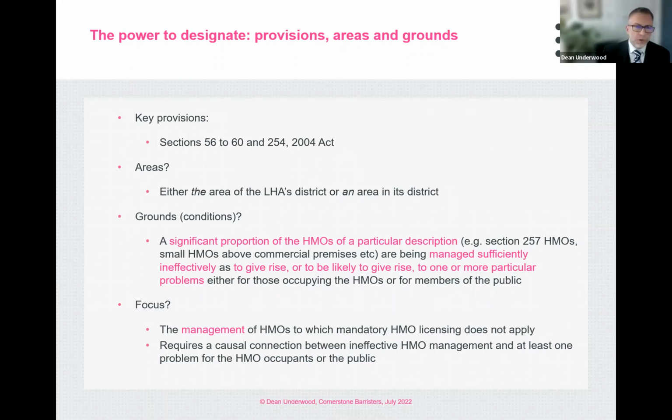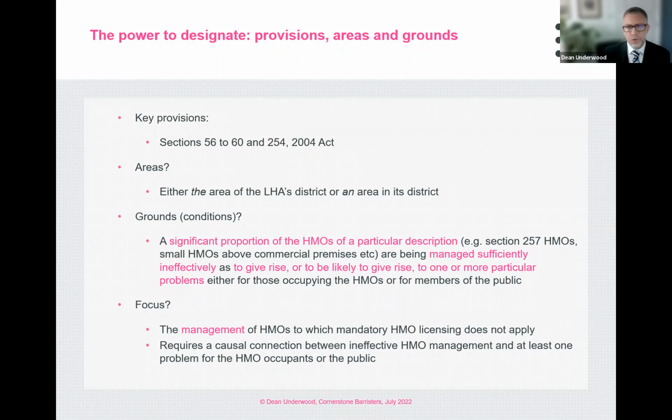There is only one ground or condition on which a designation can be made, provided for in section 56, and that is that a significant proportion of the HMOs of a particular description, for example, section 257 HMOs or smaller HMOs above commercial premises, are being managed sufficiently ineffectively as to give rise or be likely to give rise to one or more particular problems, either for those occupying the HMOs or for members of the public.